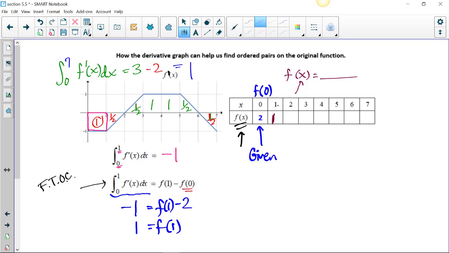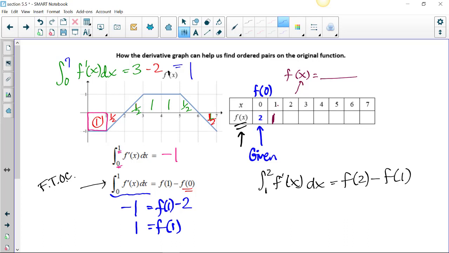Okay, and so we could continue that process on. I could say, okay, I need to find f of 2. So I'm going to look at the definite integral from 1 to 2 of f prime of x dx. That would be the function value at 2 minus the function value at 1.